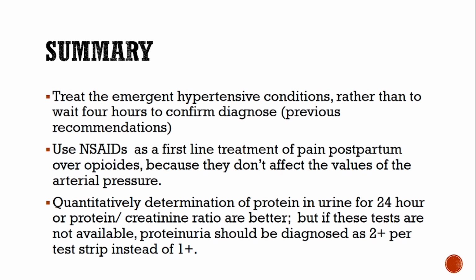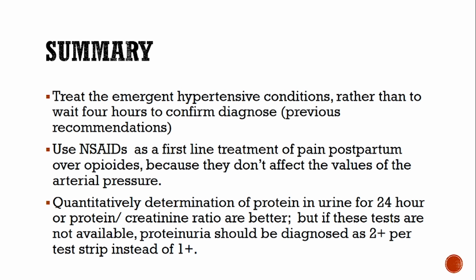Let us summarize this lecture by saying that it is important to treat the emergent hypertensive conditions rather than to wait 4 hours to confirm diagnosis. That's the previous recommendation. Use non-steroidal anti-inflammatory agents as first-line treatment of pain postpartum over opioids because they do not affect the values of arterial blood pressure. Quantitative examination of protein in urine for 24 hours or protein creatinine ratio are better. But if these tests are not available, proteinuria should be diagnosed as 2 pluses per test strip instead of 1 plus.